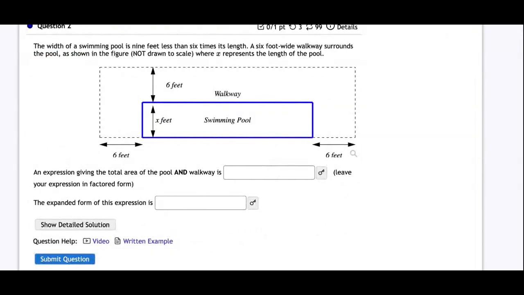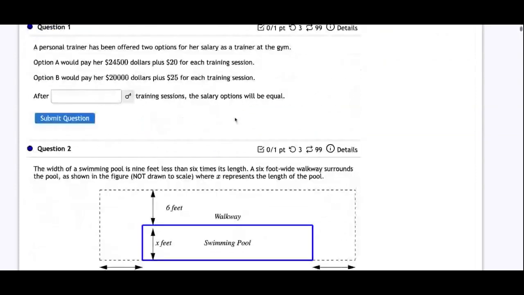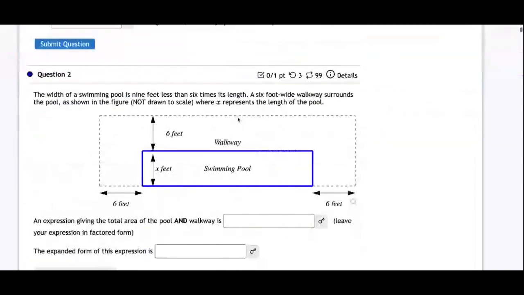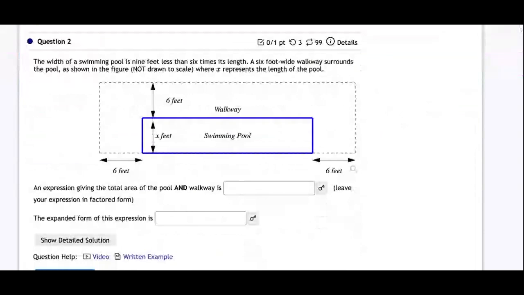Go over number 2, of course. Of course, it's a review class. We can go over anyone. Let's see number 2. The width of a swimming pool is 9 feet less than 6 times its length. A 6-foot wide walkway surrounds the pool, as shown in the figure. So where x represents the length of the pool.